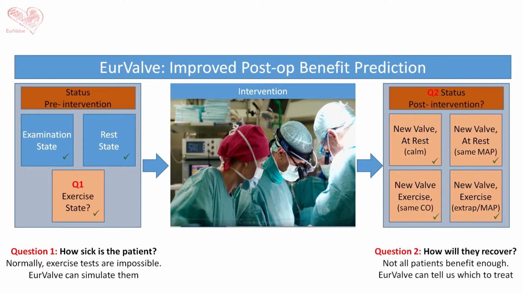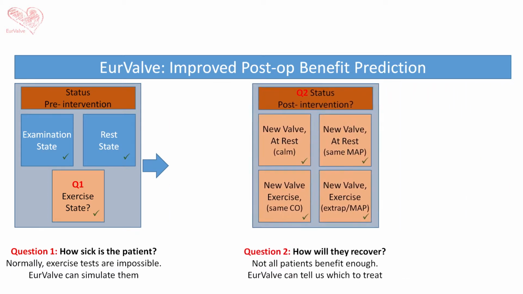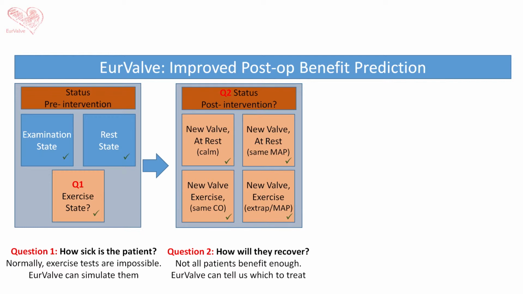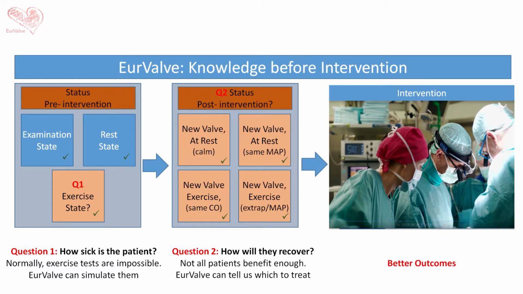Question 2. How well will they recover? Typically, the intervention being considered is a replacement heart valve, but not all patients achieve the degree of improvement expected. With our further 4-point protocol, we can now predict this benefit and compare it with the risk of valve surgery. EurValve automatically calculates these measures and presents them to the clinician in summary and in detail if required.